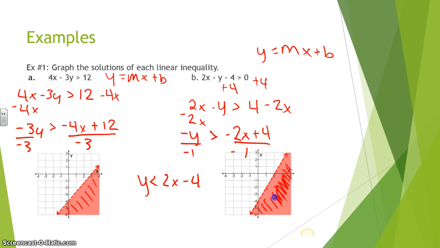Which means if I choose any value for y, or any value for x, shading below the line, y needs to be less than this equation combined with x to make this a true inequality.